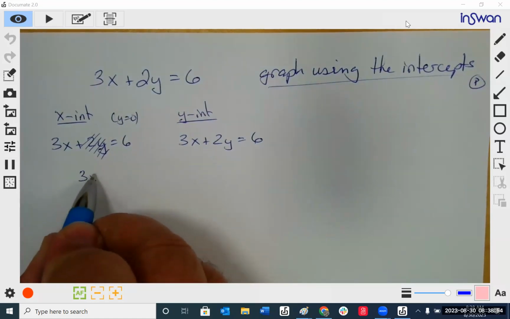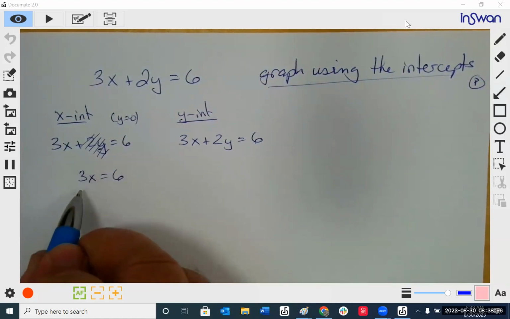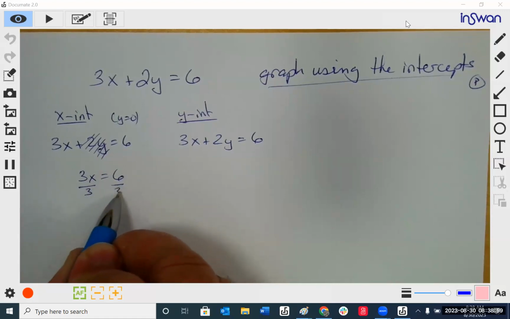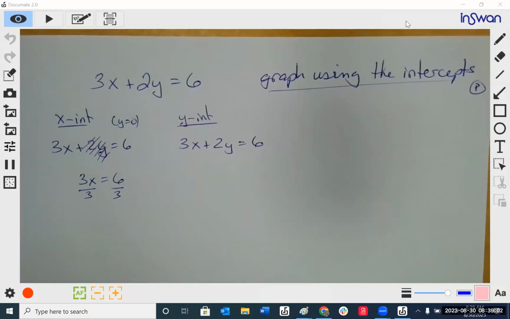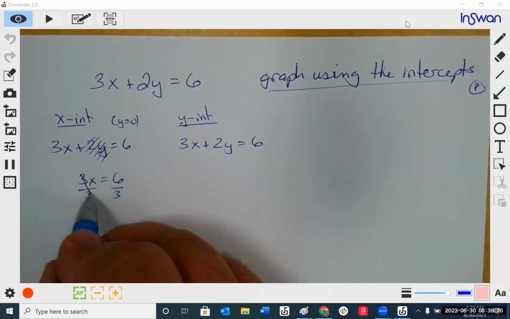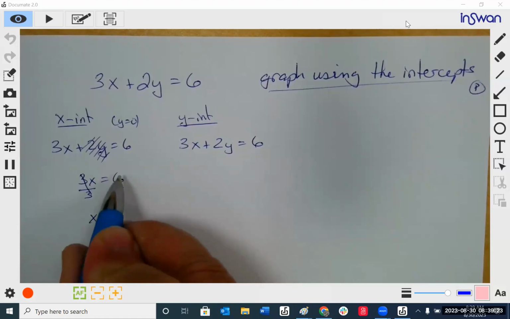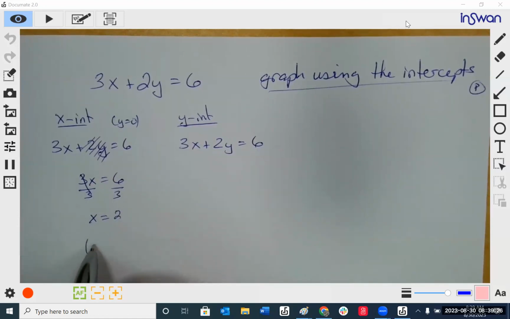So we have 3x equals 6. Solve for x. Why do I divide by 3? And why do I divide instead of subtract? Yeah, because it's opposite. How are 3 and x connected? Multiplication. This is 3 times x. So opposite of multiplication is division. So I divide by 3 on both sides. 6 divided by 3 is 2. So that location is (2, 0). That x-intercept is (2, 0).